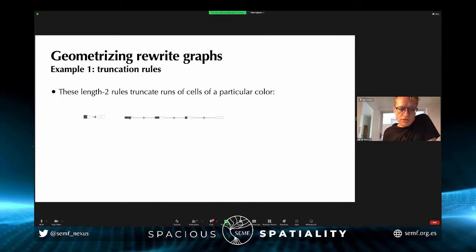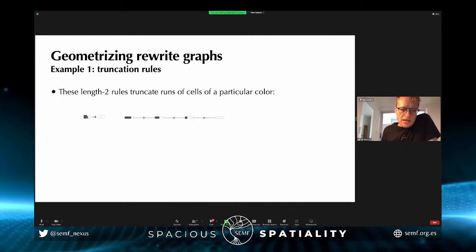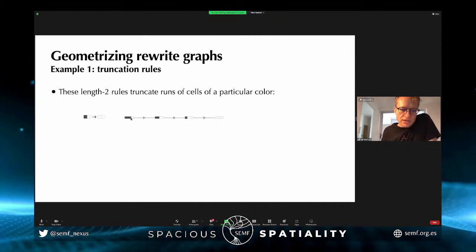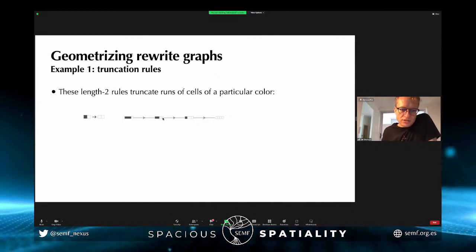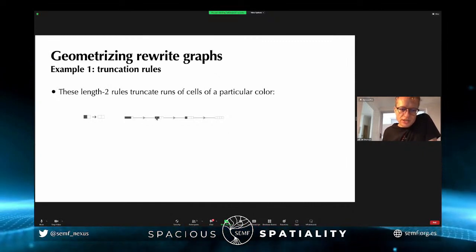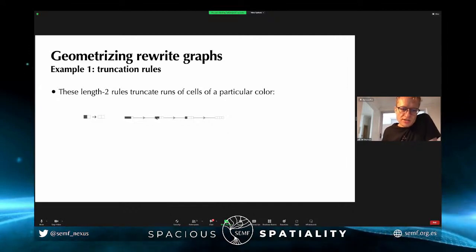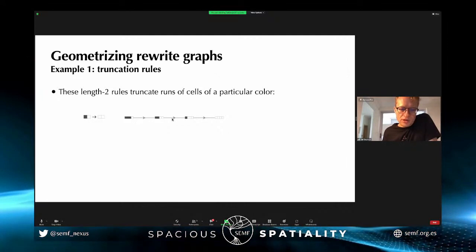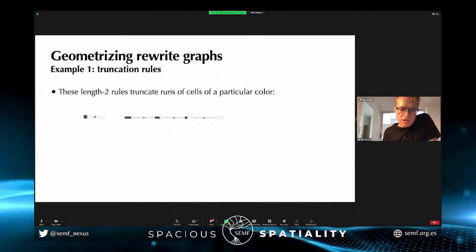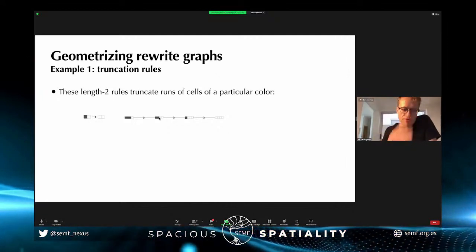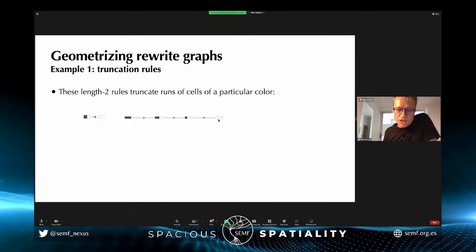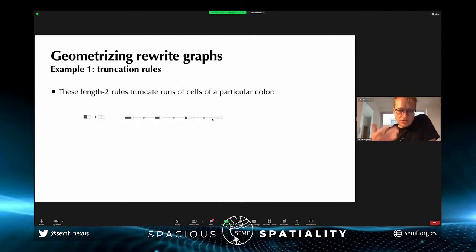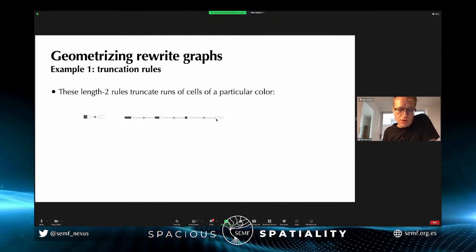For this initial condition, notice there's only one match. It's on the far right here. It's this black, white. And then if we rewrite it, we get two whites here. So what we've done is we've shrunk the length of this run of black cells by one. And we can keep doing that because we now have the same match just shifted over by one. And eventually we've run out of black cells to rewrite. And now the string is all white.